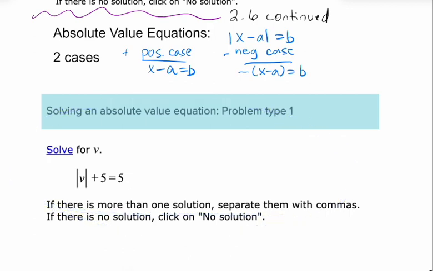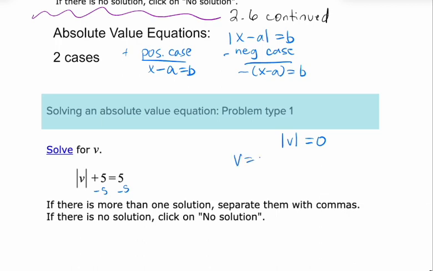The absolute value plus 5 equals 5. Now, the first thing we have to do is move that 5, just like if that was a square root. So that's kind of why these things are lumped together. You have to isolate that thing. So this would be the absolute value equals 0. Well, let's think about a positive case and a negative case for this one.